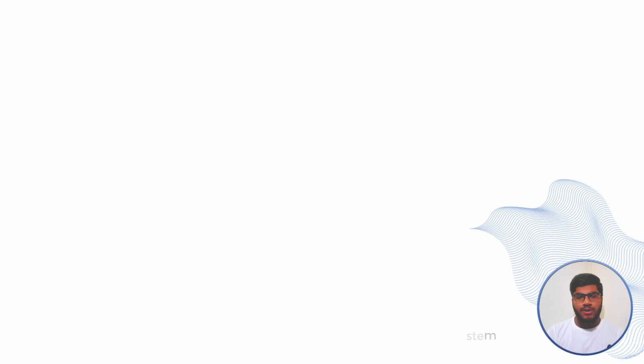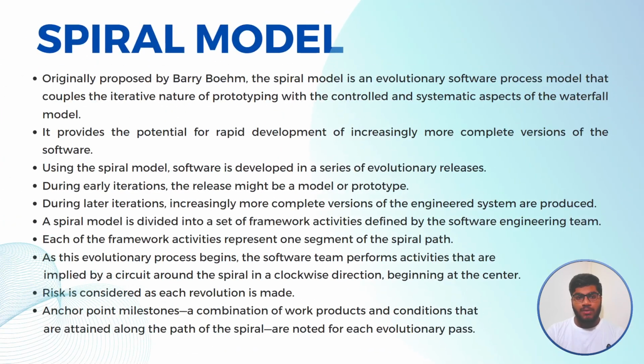Now let us discuss the next model, that is the spiral model. Originally, the spiral model was proposed by Barry Boehm, and the spiral model is an evolutionary software process model that couples the iterative nature of prototyping with the controlled and systematic aspects of the waterfall model. It provides the potential for rapid development of increasingly more complete versions of the software.